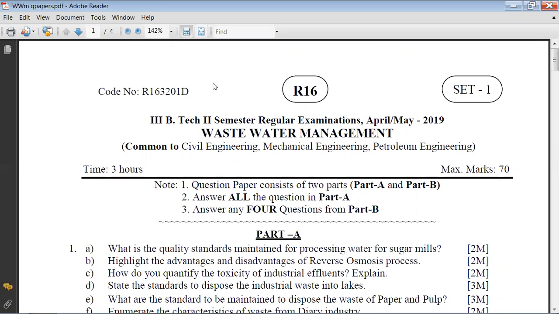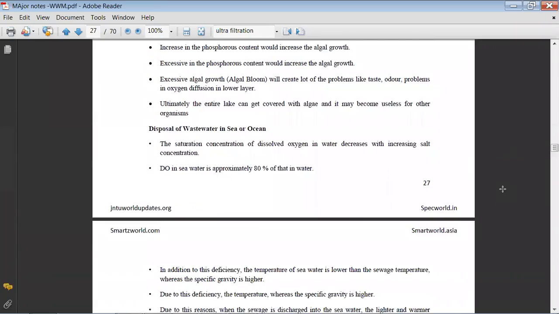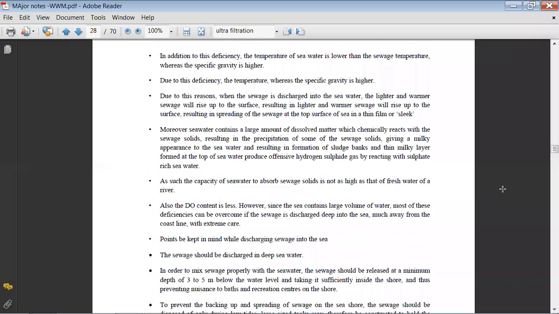Still anything to discuss? Anything? Any doubts? సో డిస్పోజల్ ఆఫ్ వేస్ట్ వాటర్ ఇవన్నీ మీకు పంపిస్తాను, మీరు ఓపిక ఉన్నప్పుడు చూసుకోండి, చెక్ చేసుకోండి.